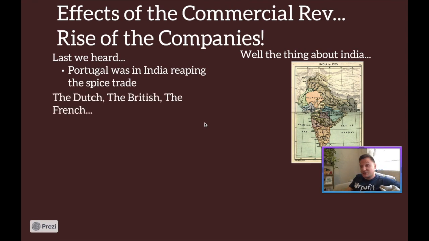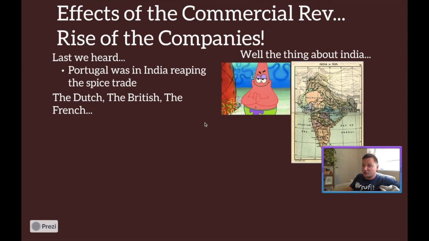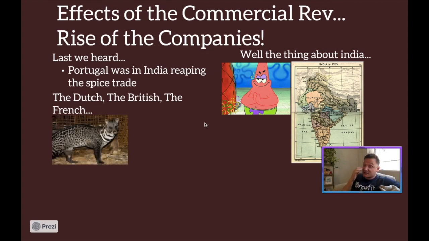Well, here come the Dutch, the British, and the French because they're going to try and take advantage of this, right? The fact of the matter is that India was heavily fractured, and since it wasn't a unified country, that meant other Europeans like the Dutch, the British, and the French were going to see this opportunity and try to take advantage of it. And they're going to try to convince some of these local rulers to trade with them rather than trading with the Portuguese or the Dutch or whoever. It's going to basically be a race to get to India as fast as possible.